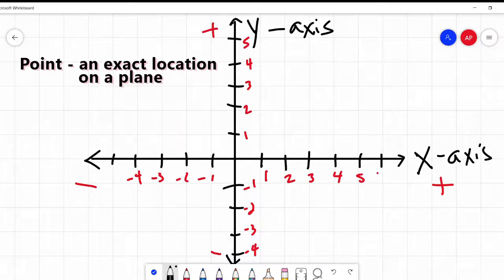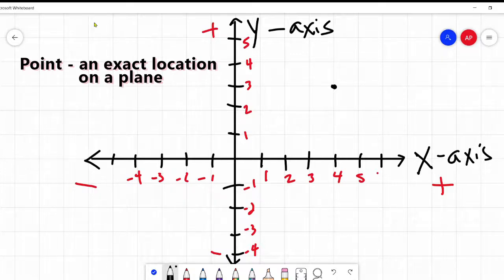A point. A point is just a dot, a single dot. It has no dimension. It's not a sphere. It's not a circle. It's just a little dot. A point is just a single dot on the XY plane. Or anywhere really, but we're talking about on the XY plane.